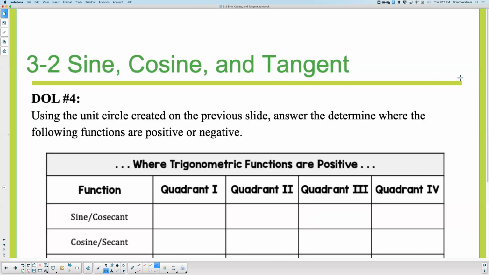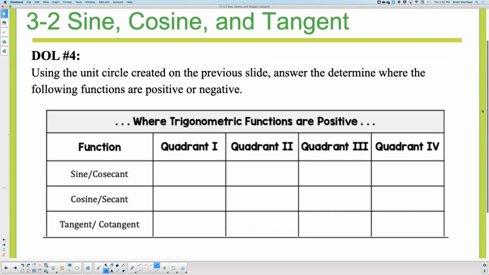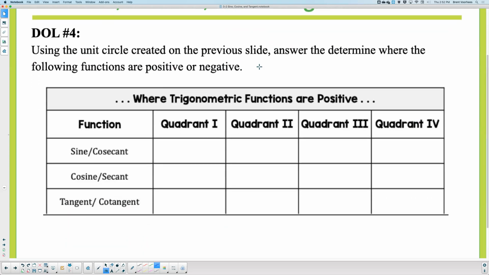All right, the last thing on the notes says, using your unit circle created on the previous slide, determine where the following functions are positive or negative. Here's what I want you to do. Sine is which component? Y. Cosecant is also y, its reciprocal. Where are the y's positive? In quadrant 1, 2, 3, or 4? Which quadrants are y's positive? In quadrant 1, whoops, 1 and 2.